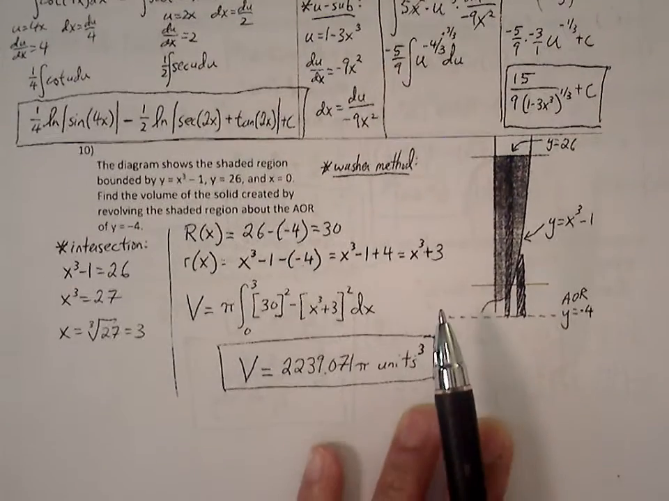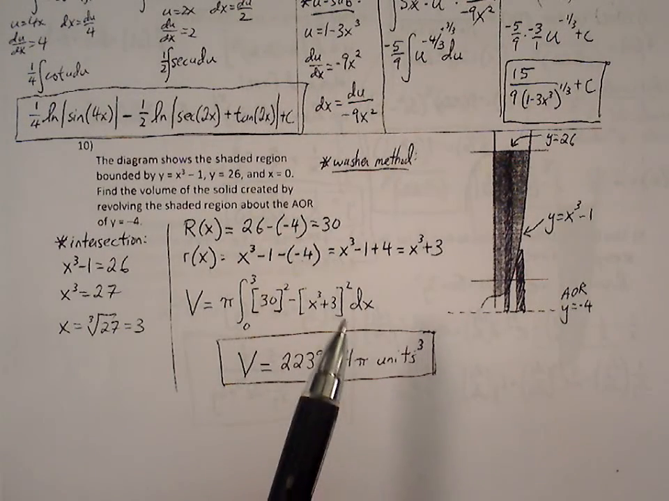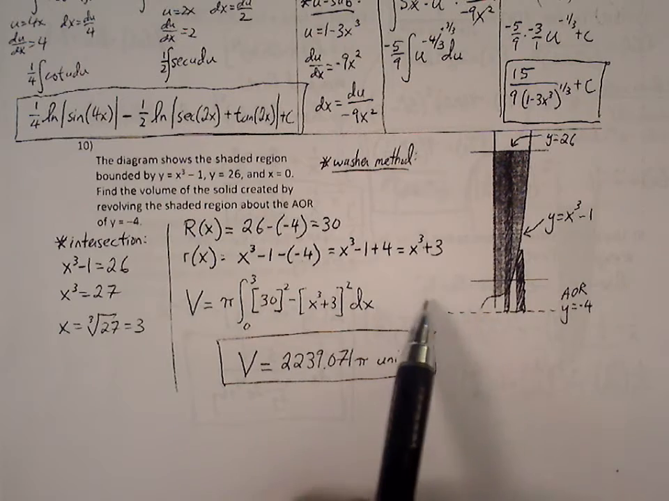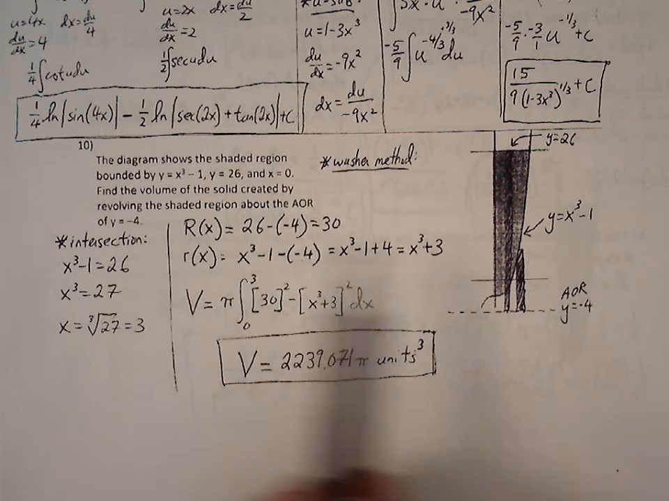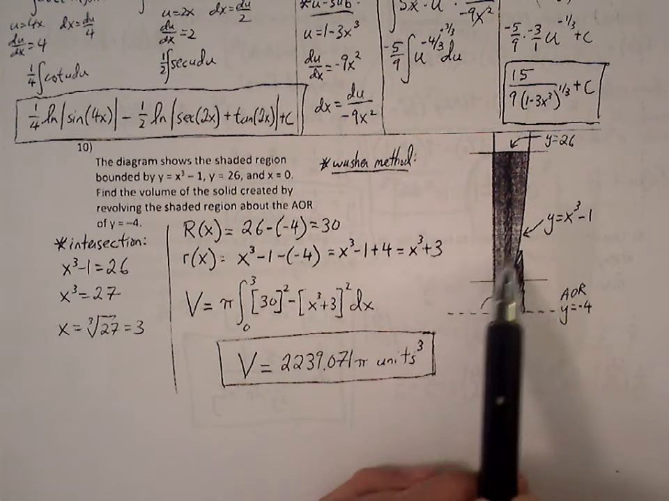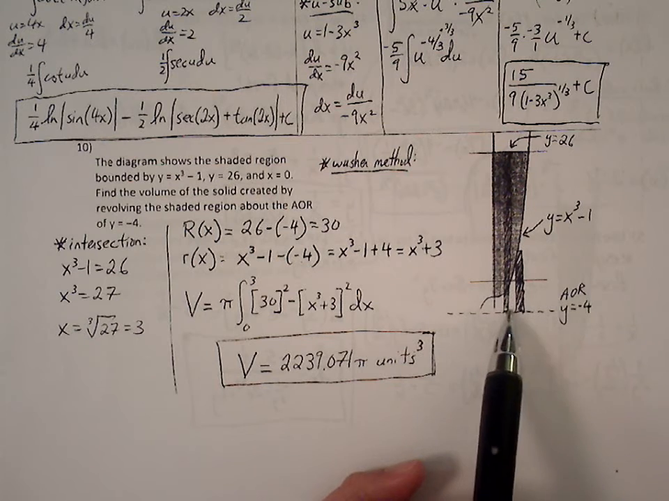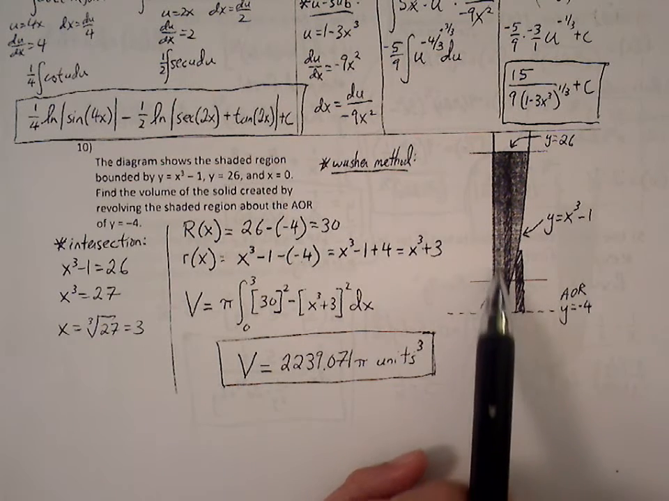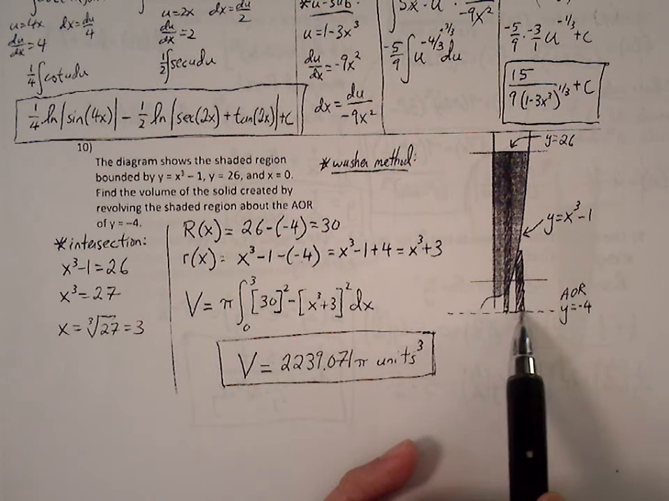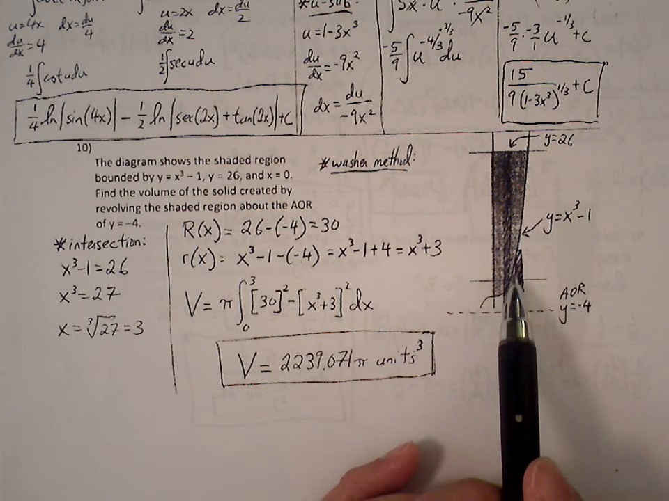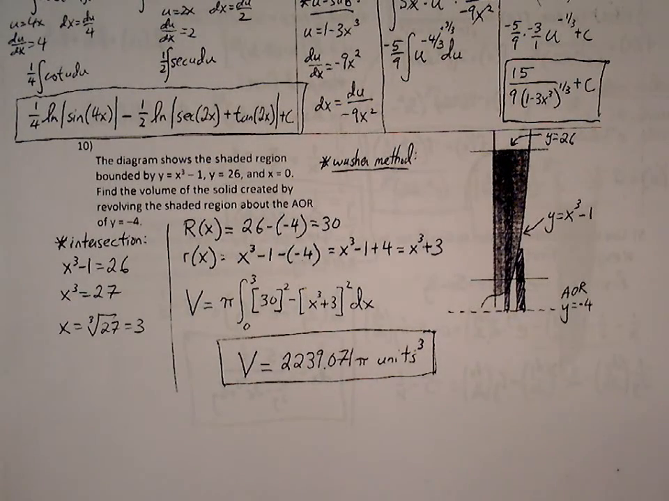Okay, number 10 is a washer method problem. This is revolving the shaded region around this axis of revolution. So we see that there's a gap between the axis and the shaded region, so we know we have to rely on 2 radii. One radius will extend from the axis all the way to the furthest boundary, and the second radius is going to extend from the axis to the closer of the 2 boundaries. So we know that little r is going to be smaller than big R.